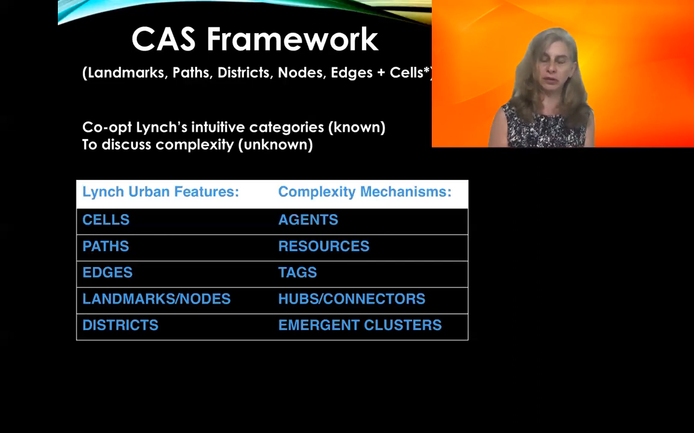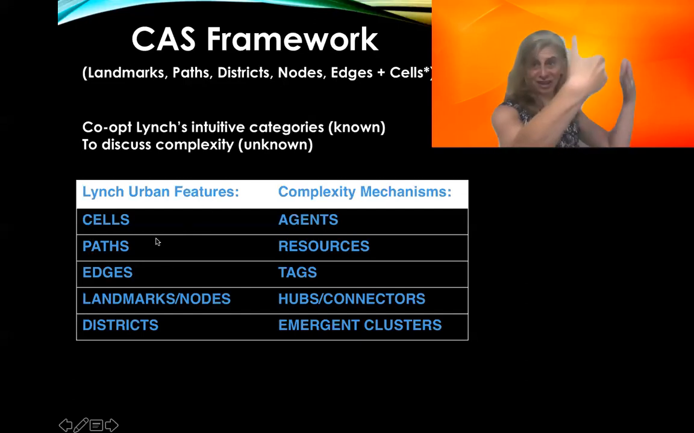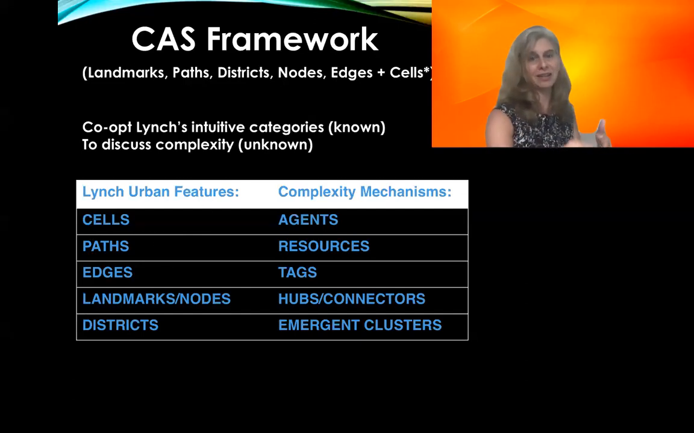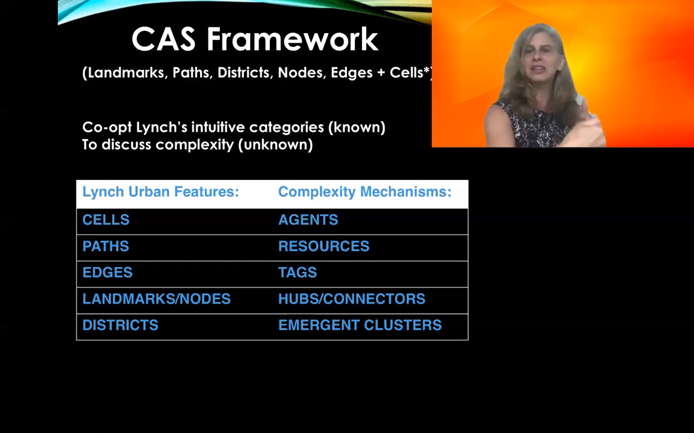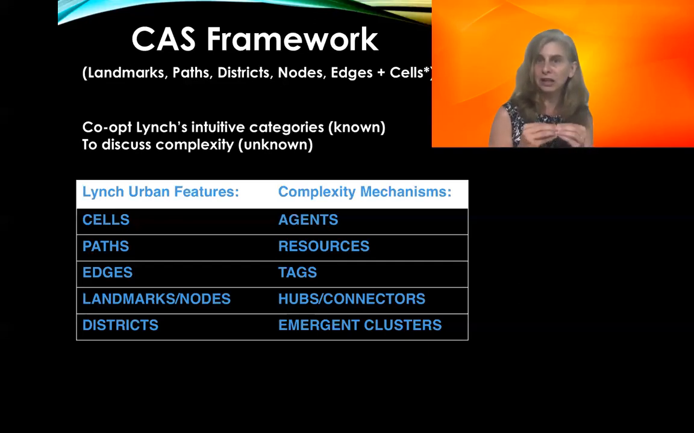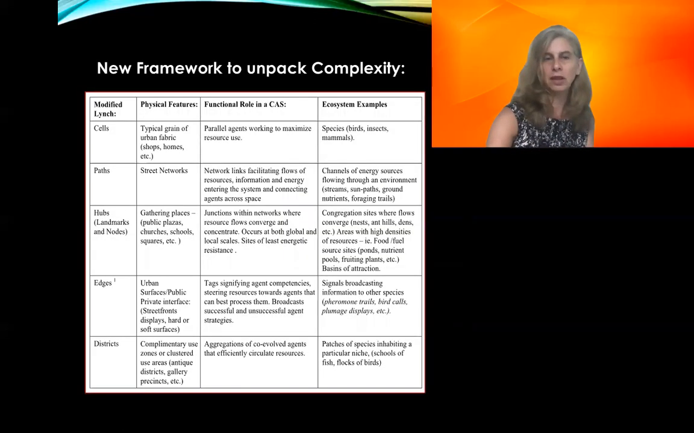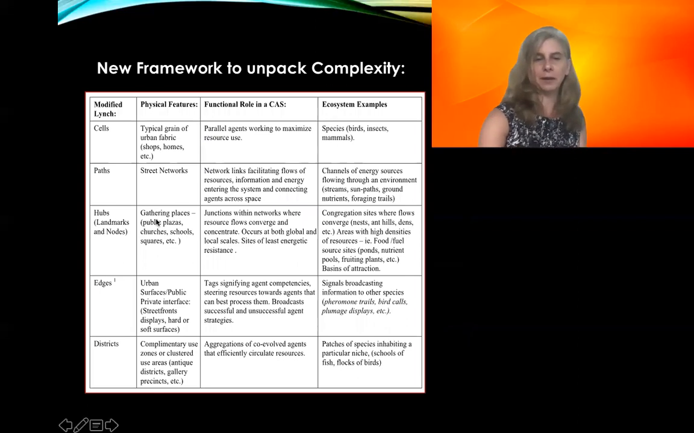Paths are what carry resources. And in my instance, I'm going to take edges and agree with the misinterpretation that people have, where they tend to think about this as what are the surface qualities, and say these are those stigmergic surfaces, which here I've called tags, but they're also sort of the things that can carry stigmergy or signals. Landmarks and nodes then become both the hubs and connectors within the system, and districts are the emergent clusters. So this is just the framework that I showed you at the end of the last section.